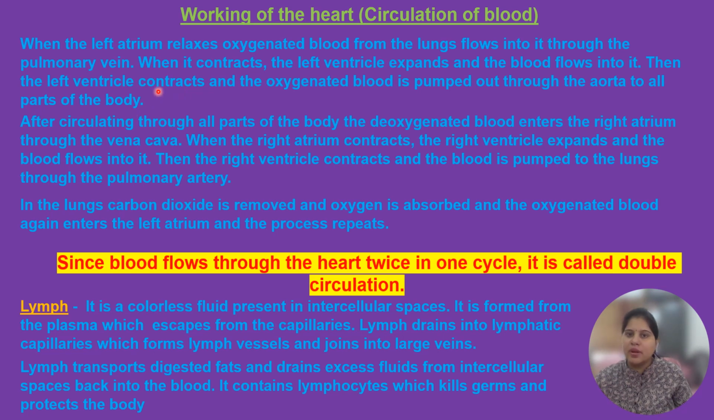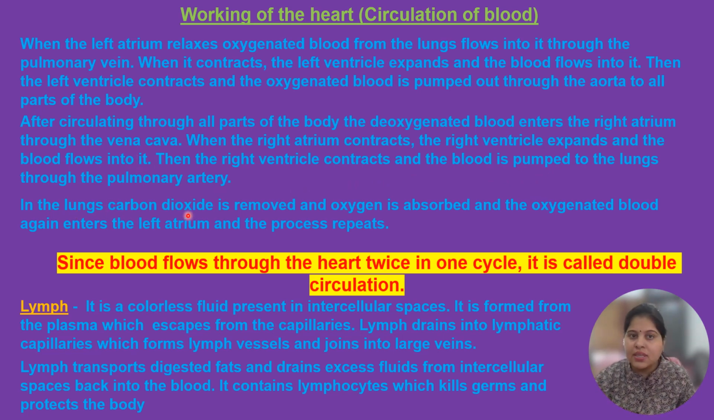Now after circulating through all the body parts, blood becomes deoxygenated. So the deoxygenated blood now enters the right atrium through the vena cava. Now when the right atrium contracts and the right ventricle expands, then blood flows into the right ventricle, and then the right ventricle contracts and blood is pumped to the lungs through the pulmonary artery for further oxygenation of the blood.